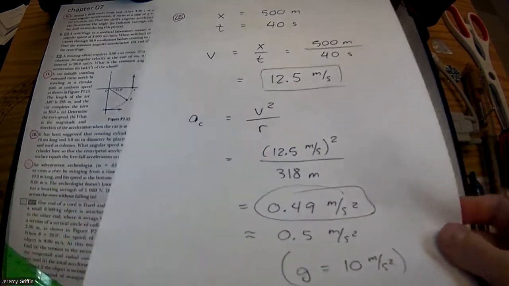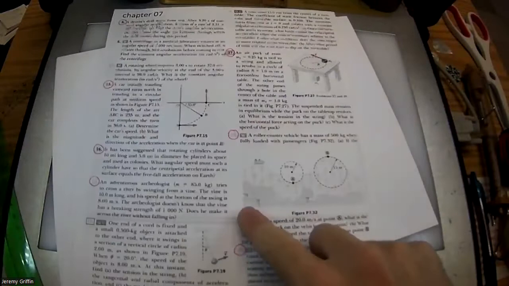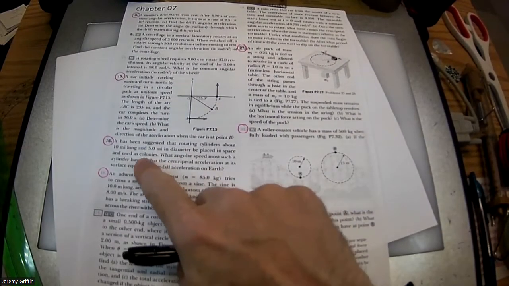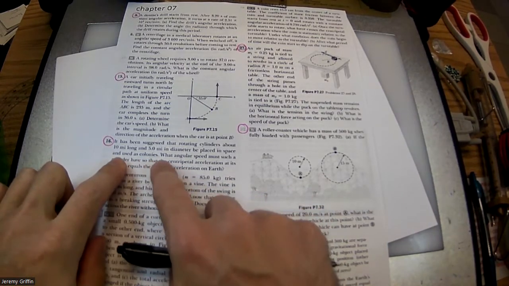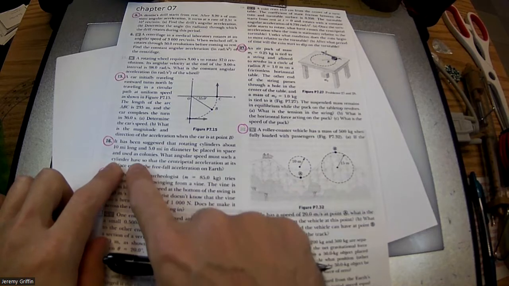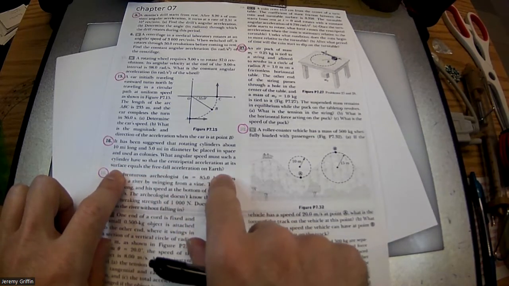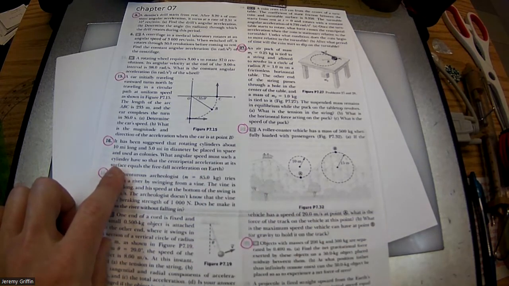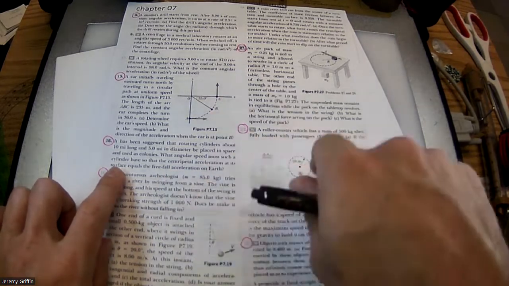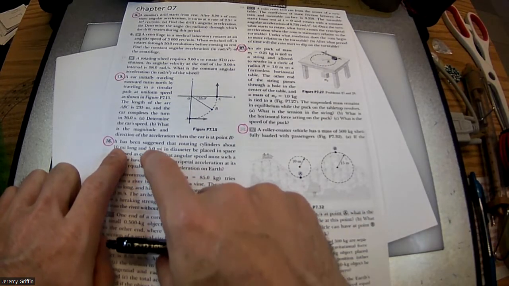Number 16. It's been suggested that rotating cylinders, oh hey, that's like your O'Neill cylinder up here, could be used for space colonies. What angular speed must such a cylinder have so that centripetal acceleration equals the free fall acceleration on Earth? Hey, we've been setting up problems like this, haven't we? If you know how big it is, can you figure out how fast it has to spin? Whole deal.